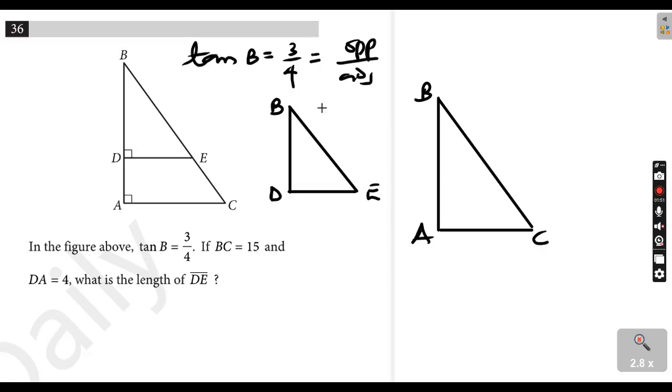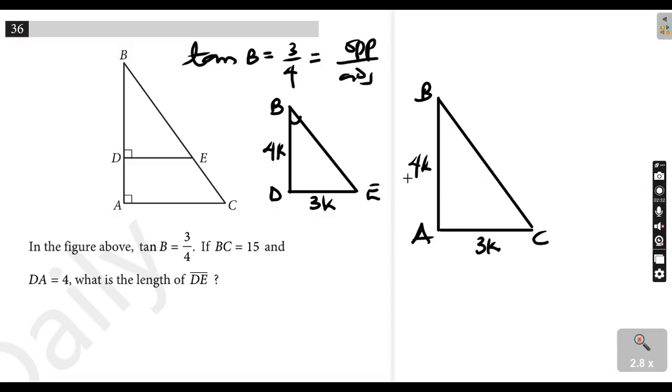So opposite over adjacent. Since this is angle B, opposite to this angle will be 3. Now, since we are dealing with ratio, because this is 3 over 4, you can put a constant term, let's say 3k, and this is 4k. Because in ratio, when we say 3 over 4, we are not saying that the exact value is 3. We are not saying that the exact value here is 4. So it could be 3 times something, because this is actually a ratio, not the exact value.